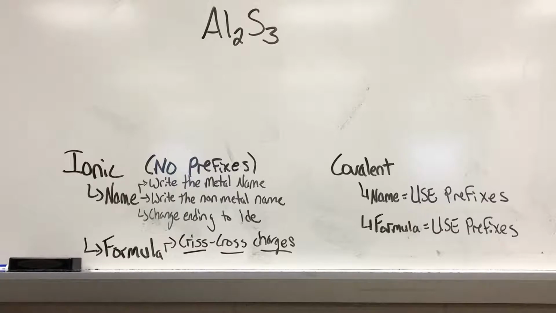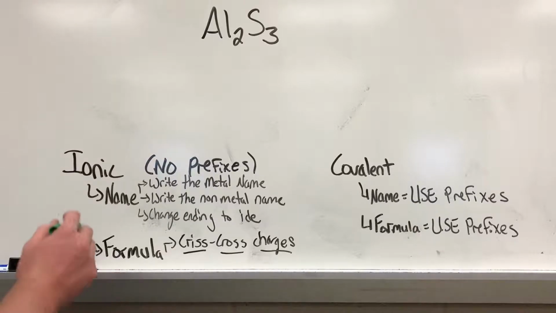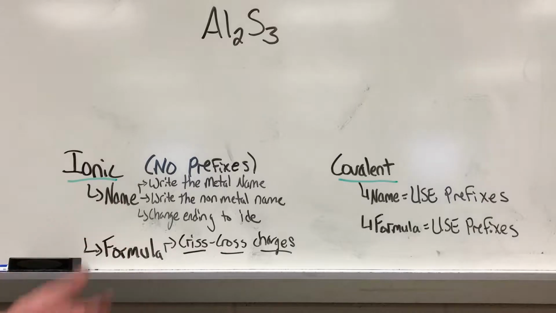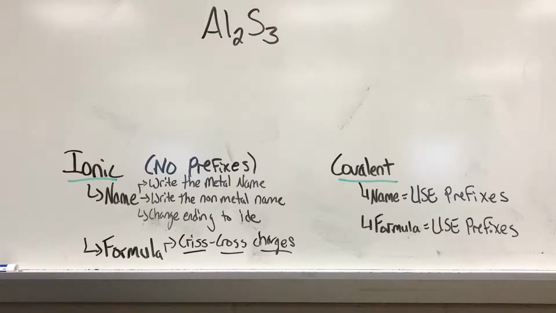Today we're going to be talking about using the IUPAC system for naming, and we'll be writing formulas of ionic and covalent compounds. When we are writing names or writing formulas, the thing we must do first is identify: is it ionic or is it covalent? Depending on which it is, we have to use a different set of rules.